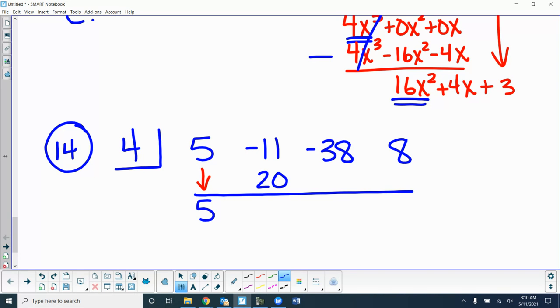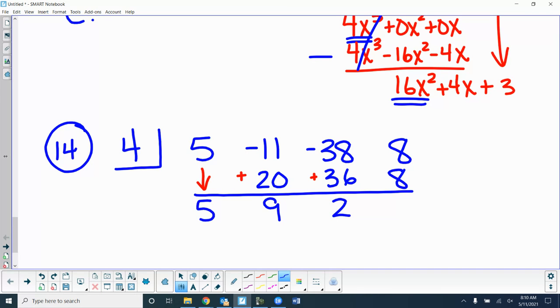What do I do with the negative 11 and 20? I subtract them or add them? Add them, right? So we're going to add those, which is 9. Then I go 4 times 9 and get 36. And I add those, which is 2. And I go 4 times 2 is 8.